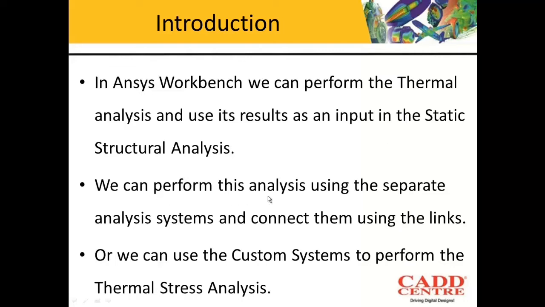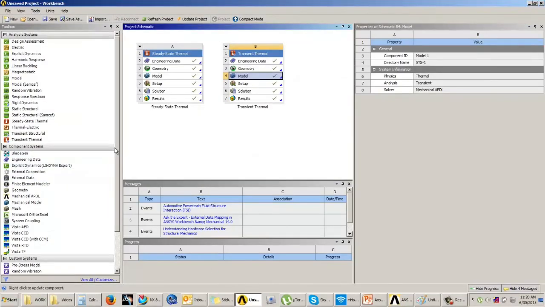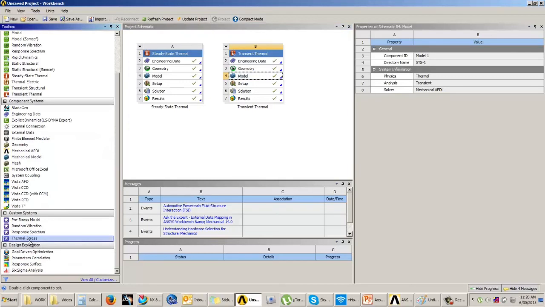We can perform these analyses separately using separate analysis systems and then use links to connect them, the same way we saw how to connect the static structural analysis and linear buckling analysis. Or else we can use the custom systems to perform the thermal stress analysis. In the toolbox, under custom systems, you have an option called thermal stress.